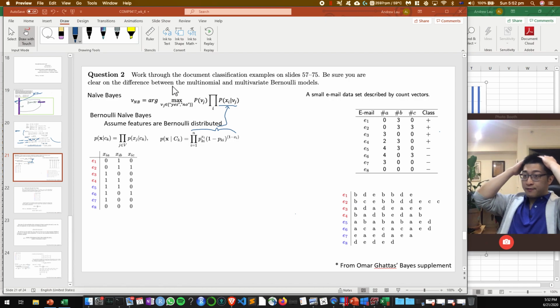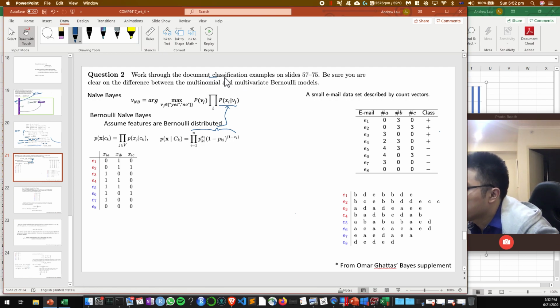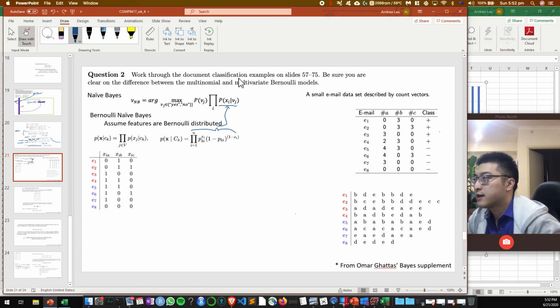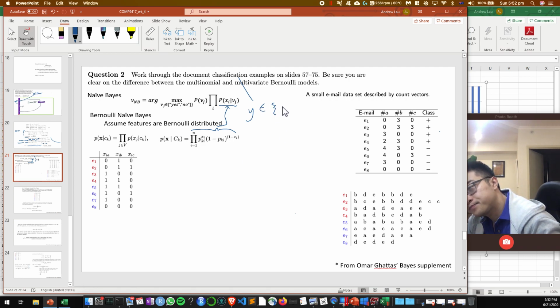But let's just have a think. What are we trying to do? It's document classification, and we're trying to basically work out whether a document is spam or not spam, based on the words that appear in it. So spam or not spam.